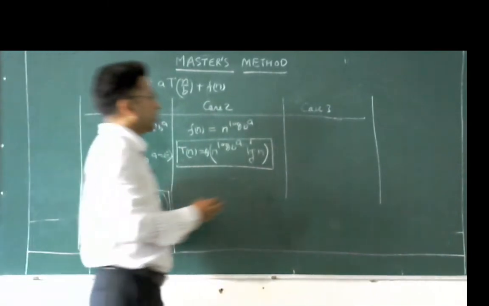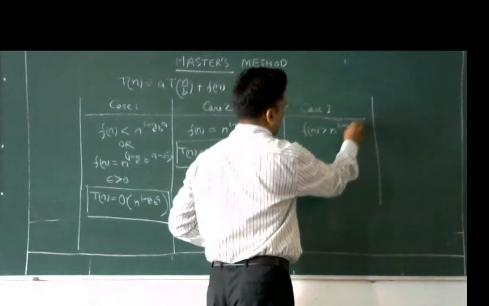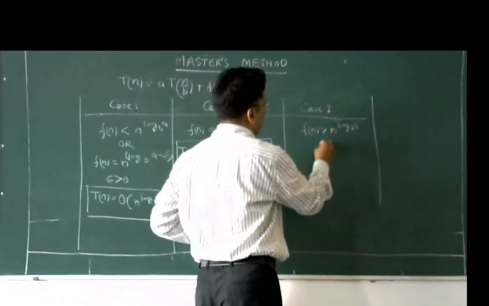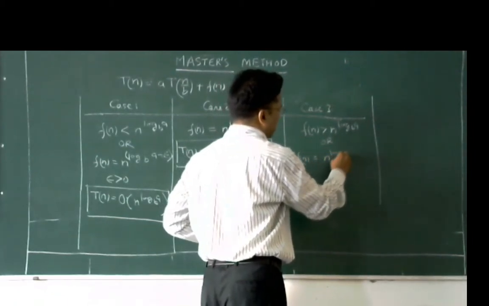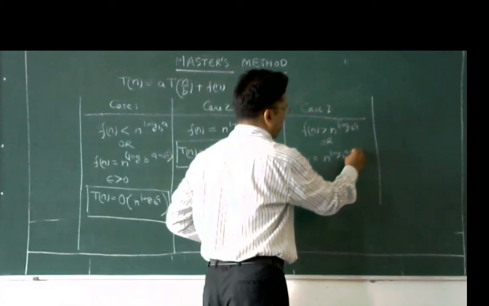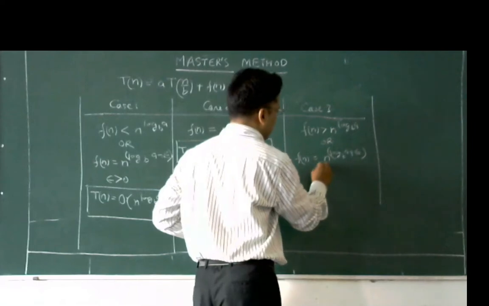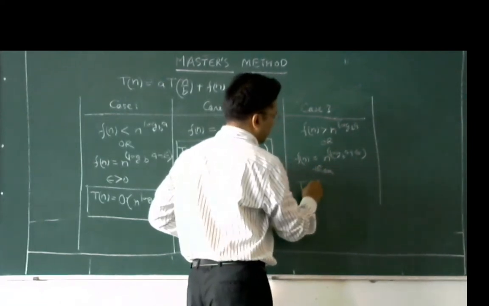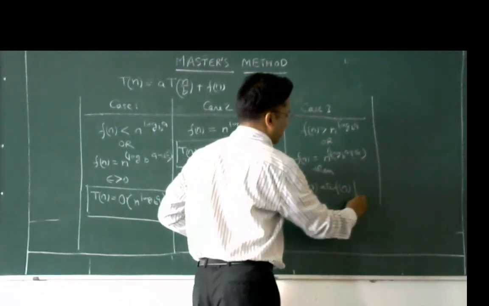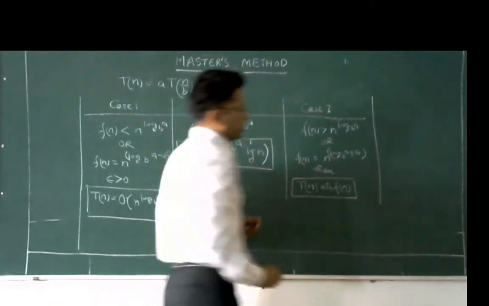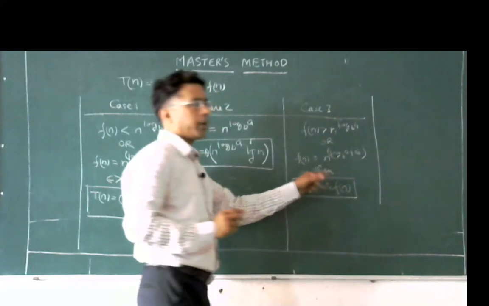And in case 3, when f(n) is greater than n raised to the power log a base b, or we can say f(n) equals n raised to the power log a base b plus epsilon, then T(n) is equal to omega of f(n).